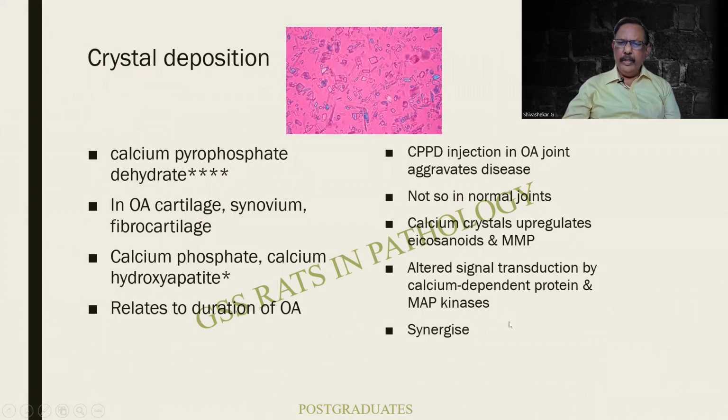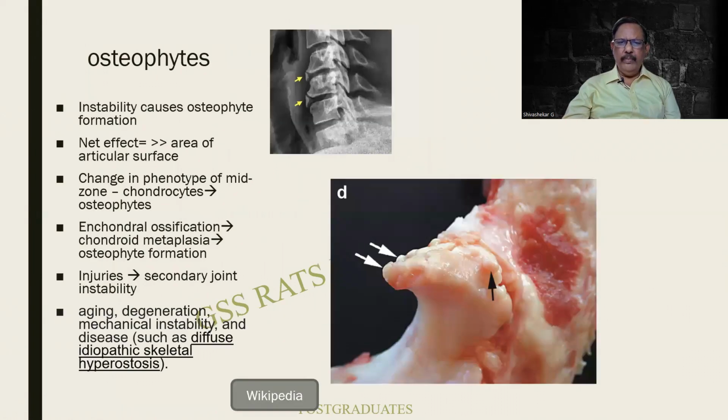There are various other molecular mechanisms. Time does not permit me to go into the details of it. Crystal deposition, we shall remember. Osteophytes. Osteophytes are nothing but spurs of bone that are formed into the joint space. Instability causes osteophyte formation. The net effect is there is an increased area of the articular surface. So this is an area, so also this, it is over here.